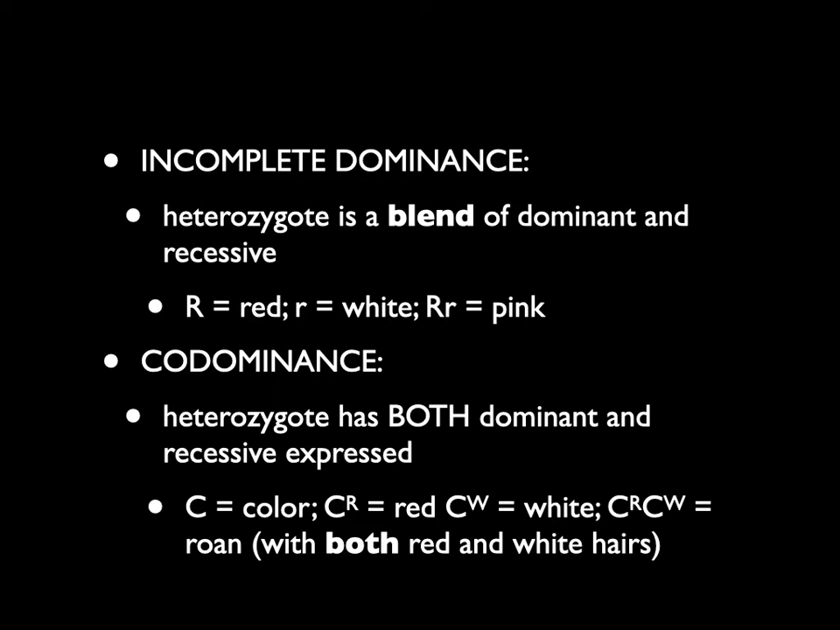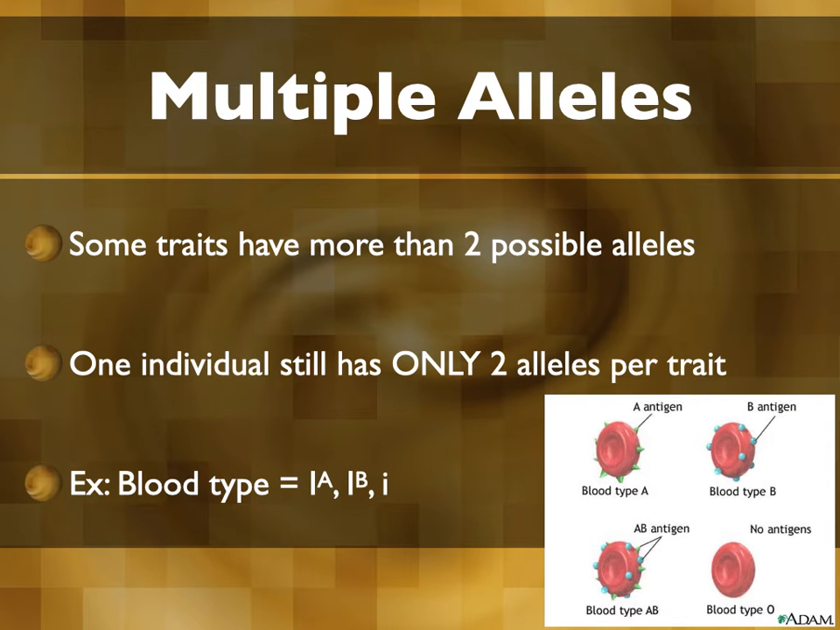Here is your summary. Incomplete dominance, the heterozygote is a blend of dominant and recessive. Big R equals red, little r equals white, big R, little r equals pink. Codominance, the heterozygote has both the dominant and the recessive expressed, where you have big C for color, CR red, CW white, and if you're CRCW, you are roan, which means you have both red and white hairs.